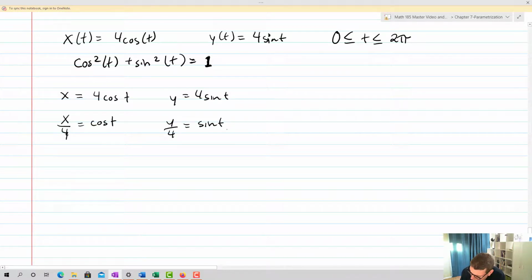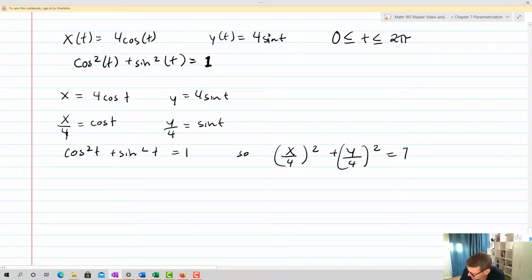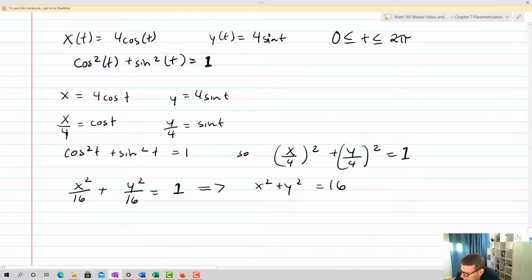So if I put these together, remember that cosine squared t plus sine squared t equals 1. So that means that (x over 4) squared plus (y over 4) squared equals 1. So what I'm left with is x squared over 16 plus y squared over 16 equals 1. Multiplying both sides by 16, I end up with x squared plus y squared equals 16. And there we go.